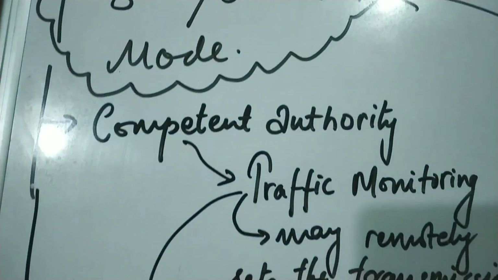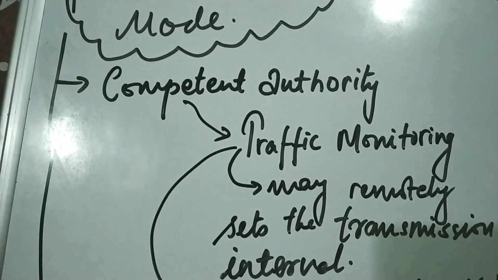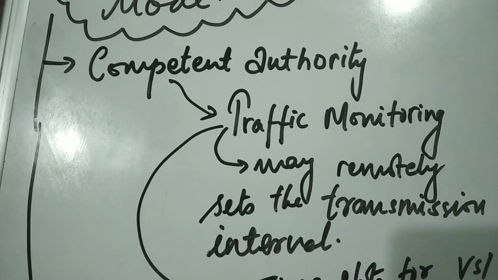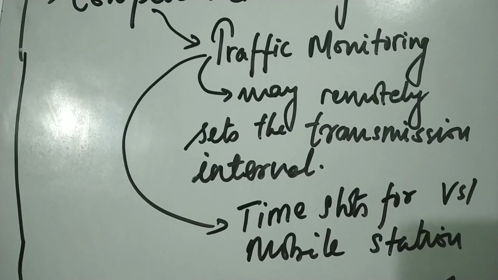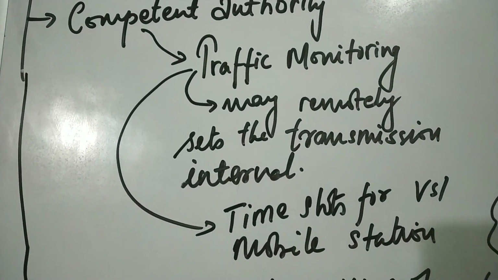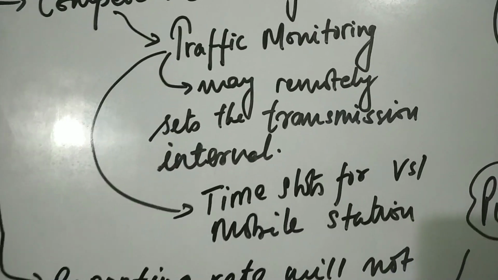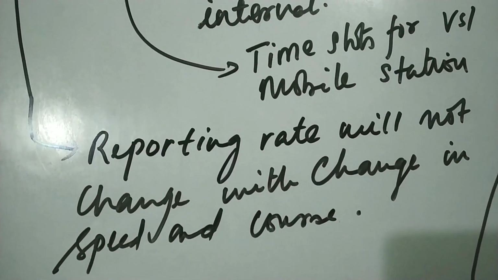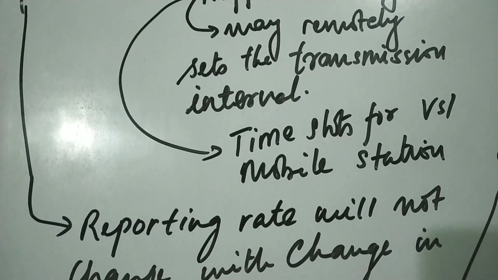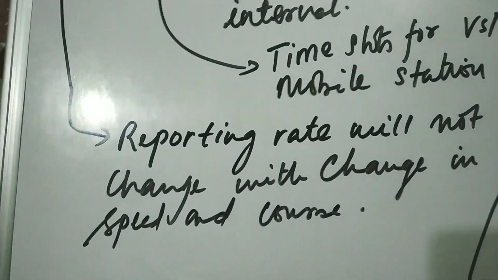So the second mode is the assigned and controlled mode. In this mode, a competent authority, let's say a traffic control system, will remotely set the transmission interval and the time slots for the vessel. The time slots for sending the message will also be set remotely. The reporting rate will not change, but the time slots will be set remotely.